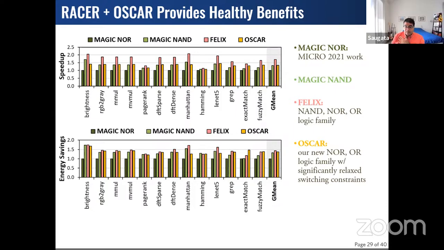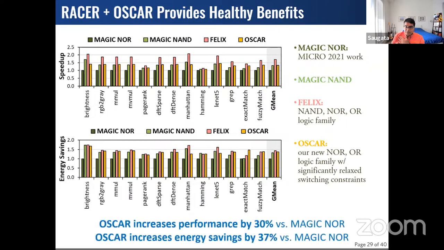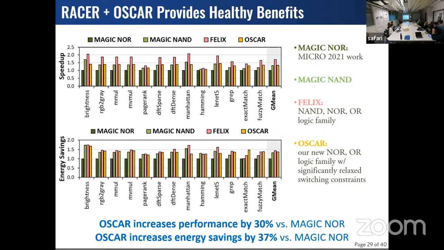And so the baseline, MAGIC NOR, is what I was showing you, the 107x speedup and 189x energy savings from before. Building on top of that, what we find is that the benefits can be much higher depending on the technologies. But Oscar, which can work with practical devices, also increases the performance by 30% versus MAGIC NOR. So that 107x went up another 30%, right? So like 140x.